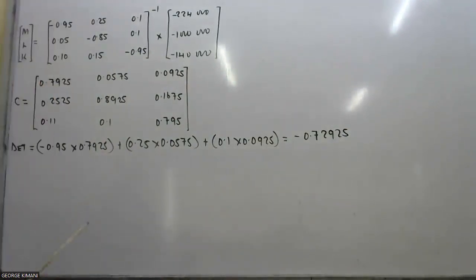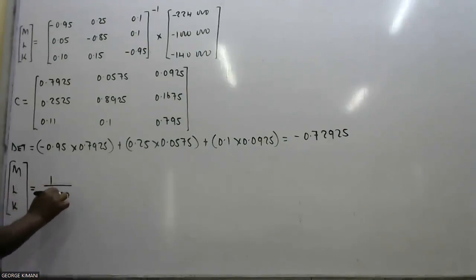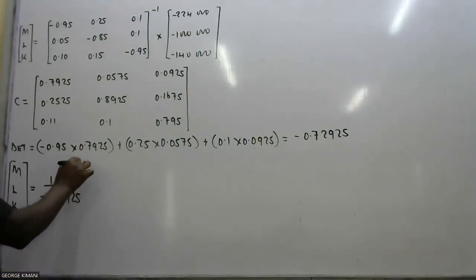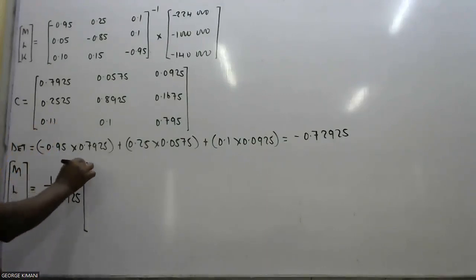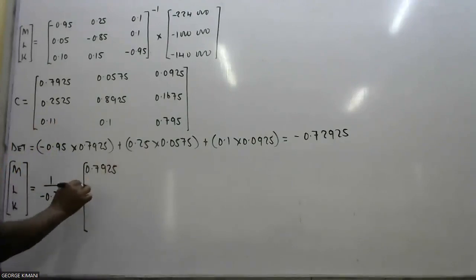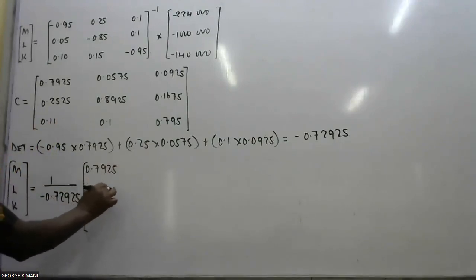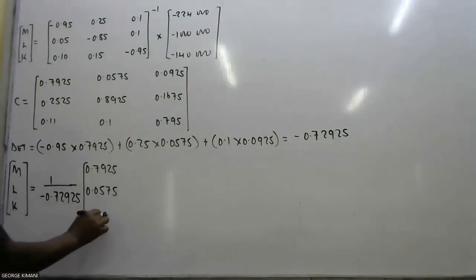Sasa tuko na all the ingredients that we required here. Remember tulianza hiyo sifani hapa eh? We have all the ingredients that we required. So now MLK. It is inverse. Inverse, it is 1 out of minus 0.72925. We need adjoint. Adjoint, tunajua vizuri, we transpose the cofactor. Eh? We transpose the cofactor so that we have 0.7925, 0.0575, 0.0925.